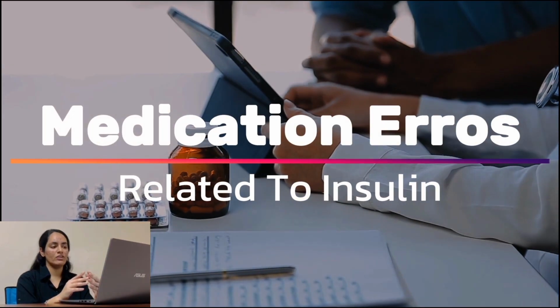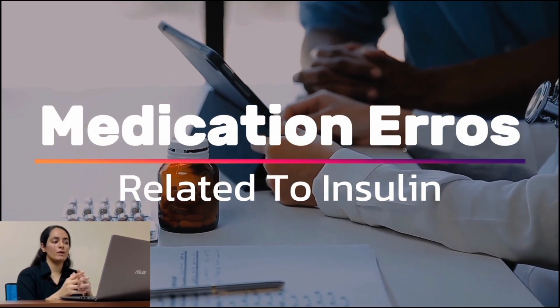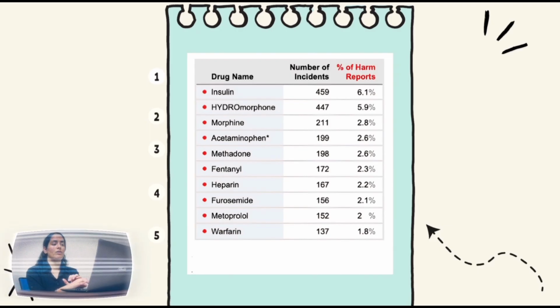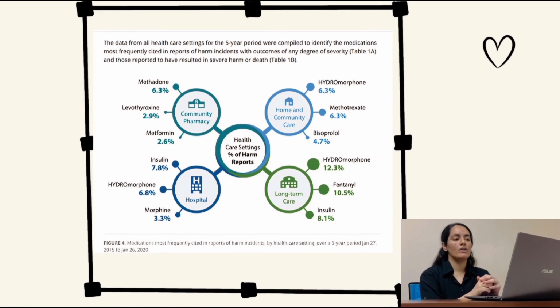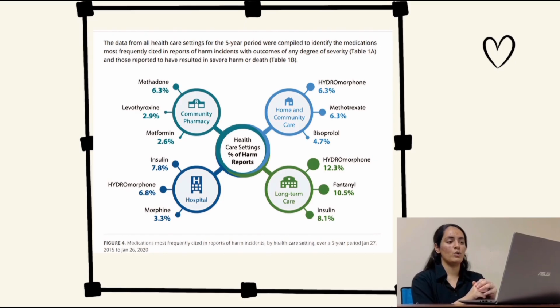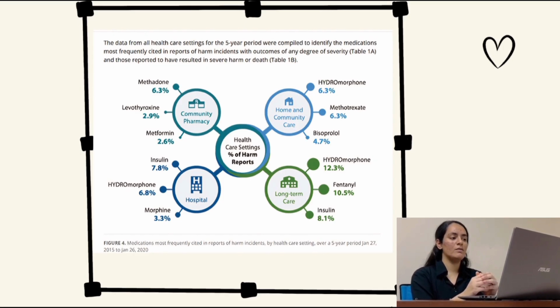The topic of medication errors related to insulin was chosen because insulin is constantly ranked among the most frequently reported medications in harmful incidents. ISMP Canada released a report, with data taken from January 2015 to January 2020, which showed that 7.8% of insulin-related medication errors were recorded in the hospital.